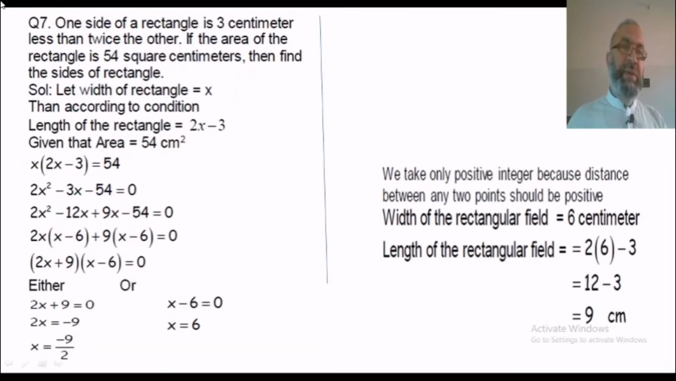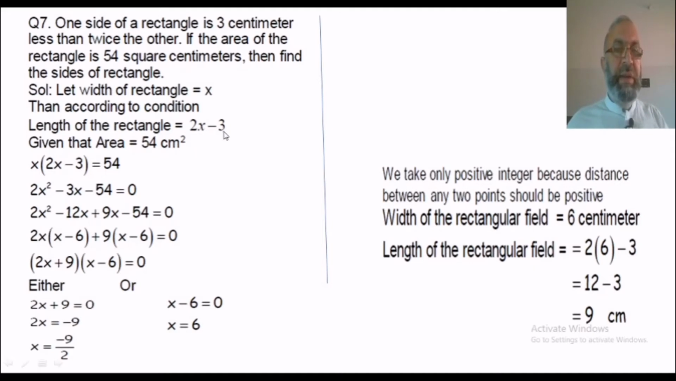Next 7. One side of a rectangle is 3 centimeter less than twice the other. So always we take the first number. Let the width of the rectangle be equal to x. Then according to the condition, what is the condition? One side of the rectangle is 3 centimeter less than twice the other. 3 centimeter less means minus 3. Twice means 2x. So that becomes 2x minus 3.